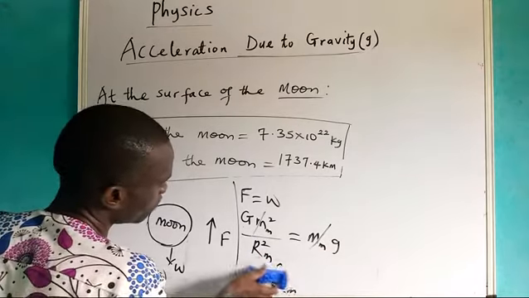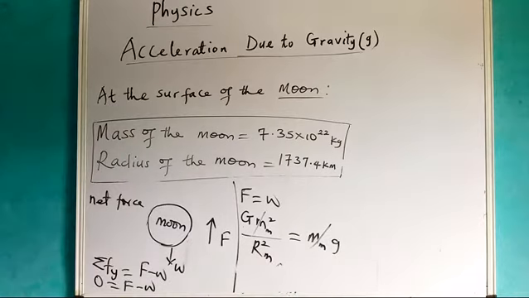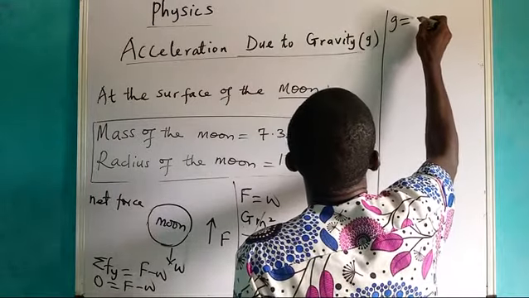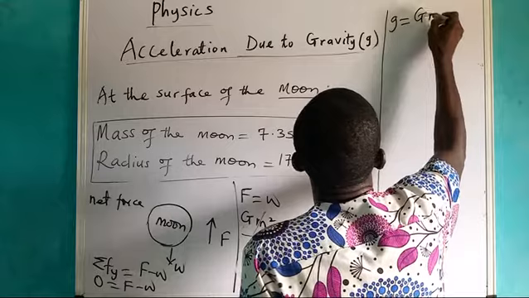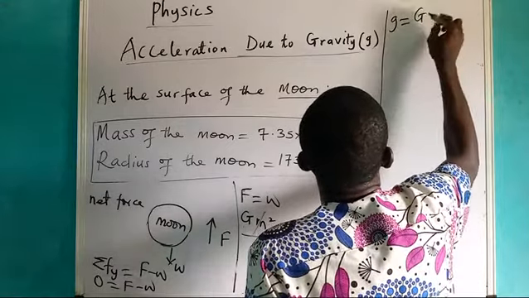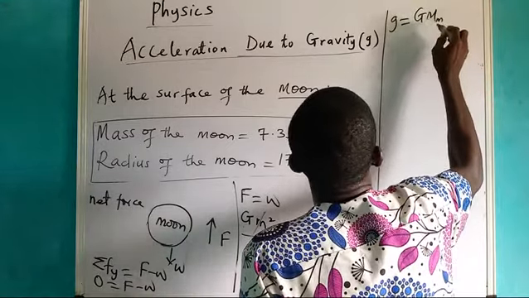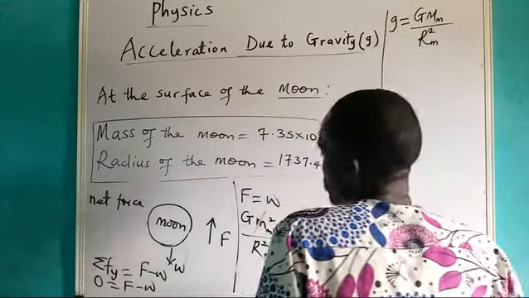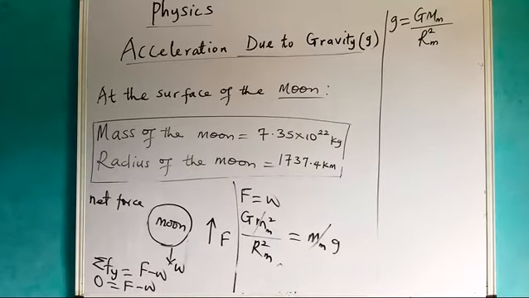Let me bring it up here. This means that we are now having g equal to the gravitational constant G times the mass of the moon, all over the square of the radius of the moon. This is the formula we are going to use for acceleration due to gravity at the surface of the moon. We have done the one of the Earth. Now we are in the case of the moon.